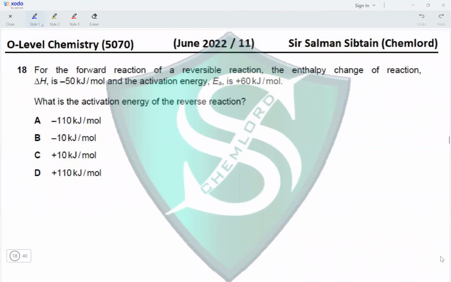Question 18. For the forward reaction of a reversible reaction, the enthalpy change of reaction is -50 and the activation energy is +60. What is the activation energy for the reverse reaction? So let's make the energy profile diagram for the forward reaction. This is the diagram for the forward reaction. These are the different labels we need to put. So this is -50 and this is +60. This is the forward reaction.